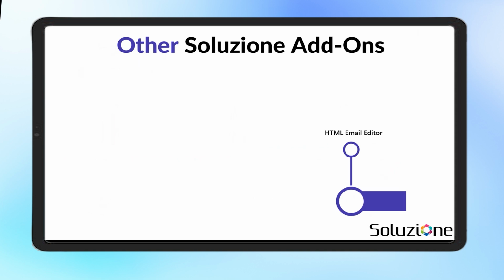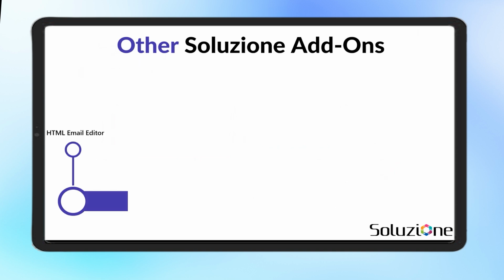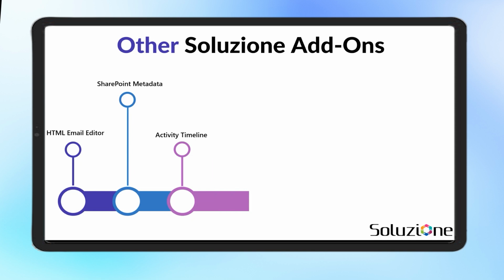I think there are other valuable add-ons. We have done certain webinars before. I think the HTML email editor is one of them, where it allows you to generate WYSIWYG editor email templates on standard and custom entities, and allows you to use related entities as well. SharePoint metadata, a lot of our customers are using it, allows you to associate metadata with documents that are being uploaded from Dynamics CRM into SharePoint.